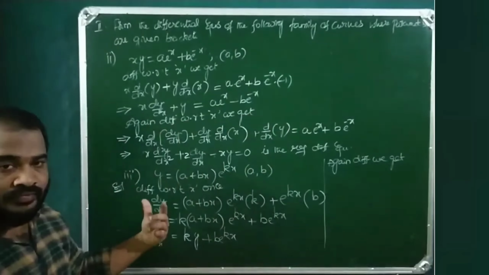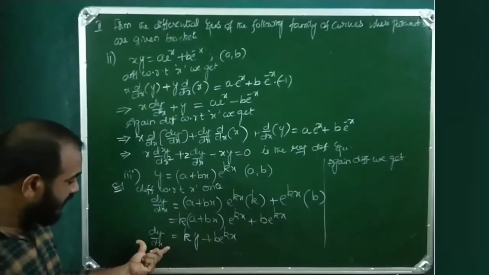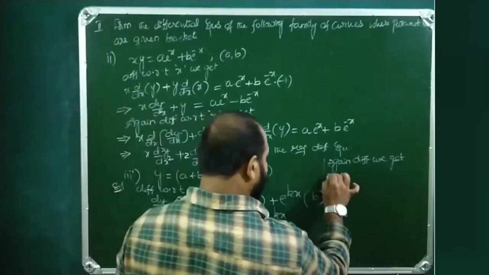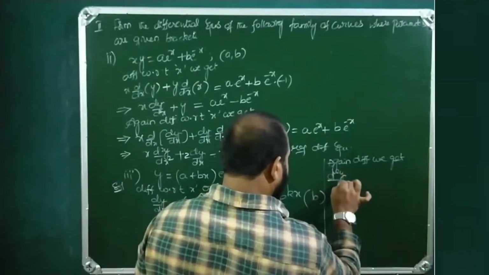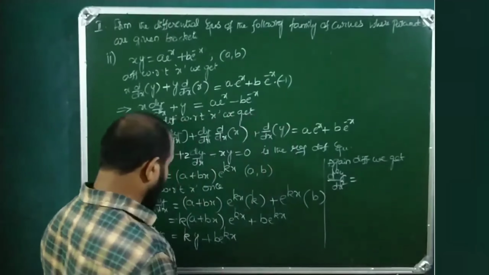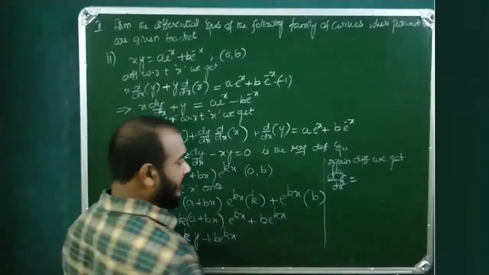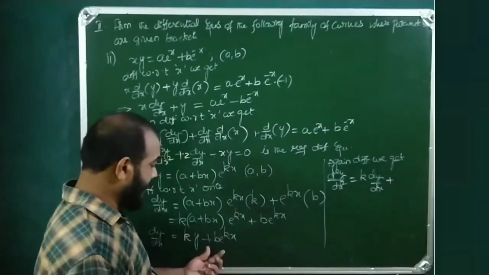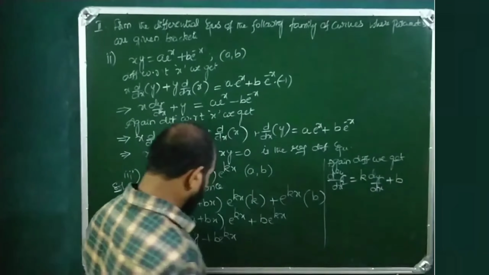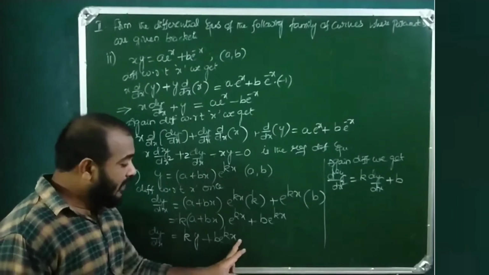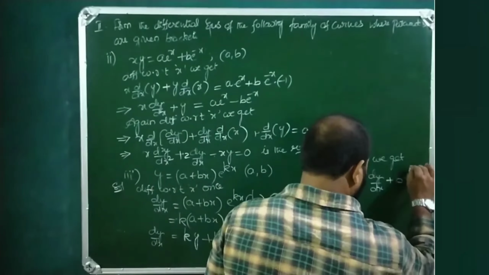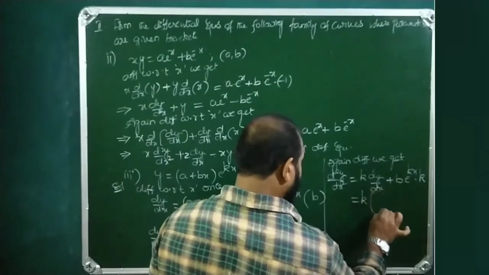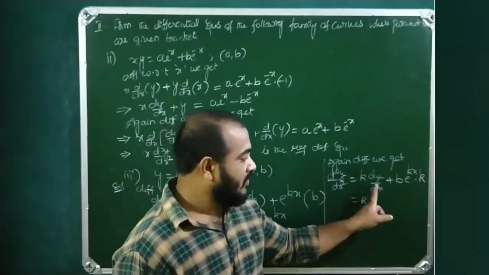So dy by dx, this is the first order derivative. Differentiate this first order derivative with respect to x again, and we will get the second order derivative, d square y by dx square. d square y by dx square is equal to k into dy by dx plus b into, b being a constant, e power kx, whose derivative is e power kx into k. So we can see k is common in both of them.